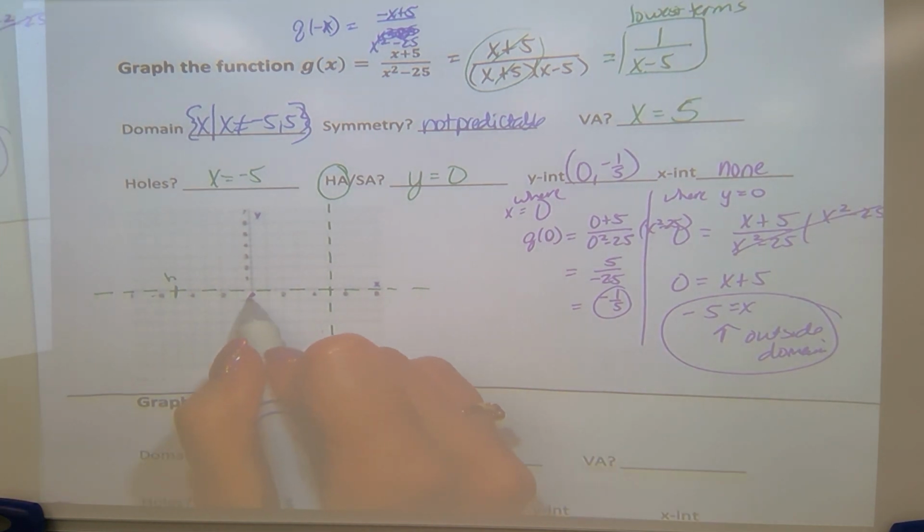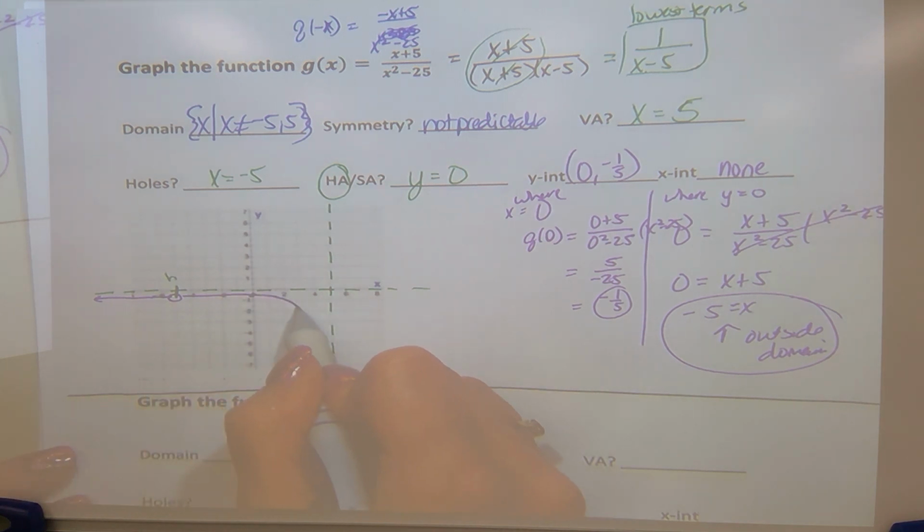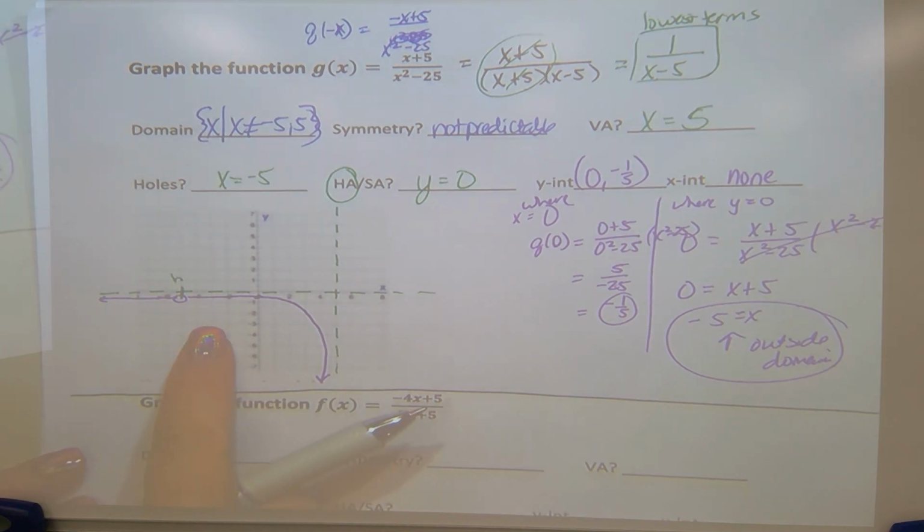So we know our function has to go through this point, and I've got a hole right here. So I can start by saying, you know what? I got a hole here. It's going to hit this point, and it's going to come in closer, and it's going to turn, and it's going to go down there. That's this left-hand piece of my function.